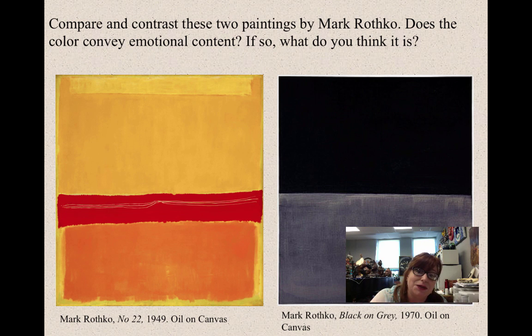Was he depressed when he painted Black on Gray? Was he perhaps in a better frame of mind when he painted number 22 in 1949? If you look on the left, 1949, when most of his works are, this is what he's famous for, doing these very, very brilliant splotches of color in rectangles on canvas. And they kind of look like a window.